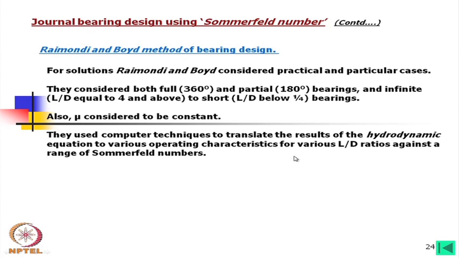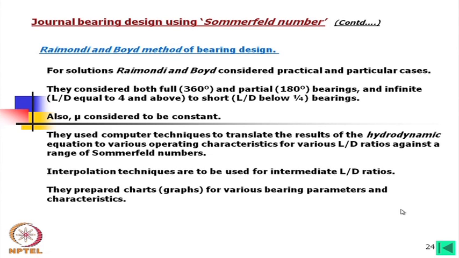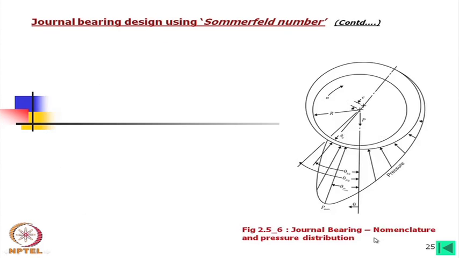They used computer techniques to translate the results of the hydrodynamic equation to various operating characteristics for various L by D ratios against a range of Sommerfeld numbers. Interpolation techniques are used for the intermediate L by D ratios. They prefer charts, which are graphs, for various bearing parameters and characteristics. Those are adequate to select and design a journal bearing for general purpose applications.